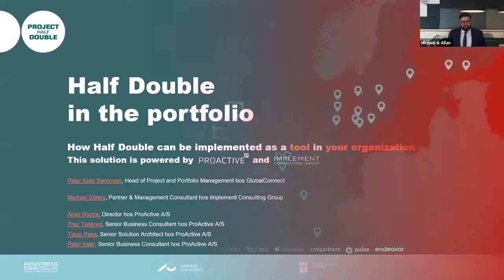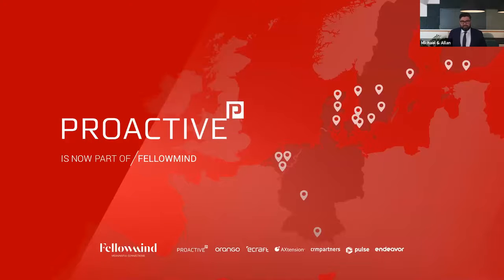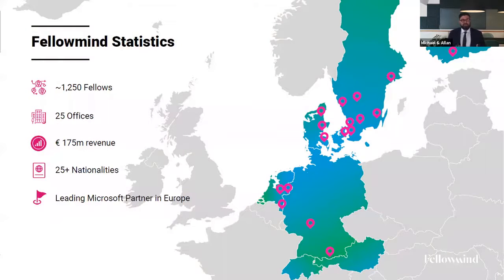A little bit before we can get started, I would like to give you a background about our organization. We are called Proactive. We have been over 21 years within this market. We are now part of the FellowMind group. That means we are covering over 25 different offices within Europe with more than 1,250 fellows or employees.